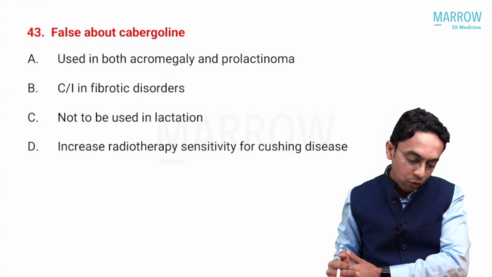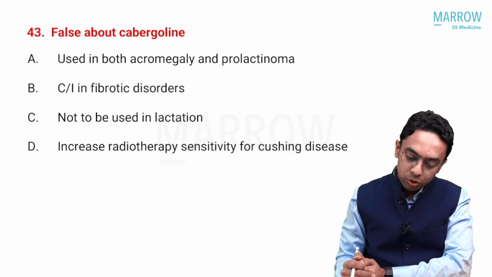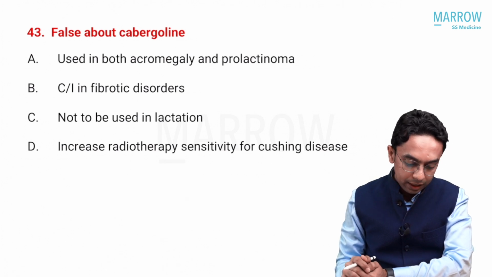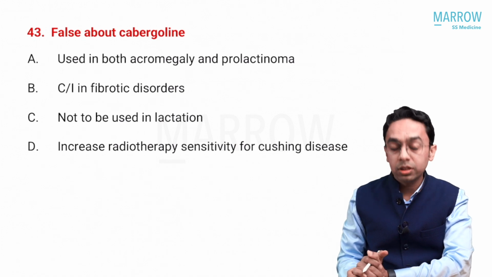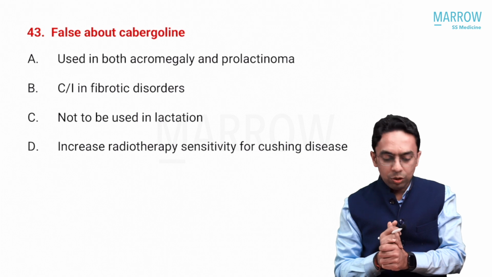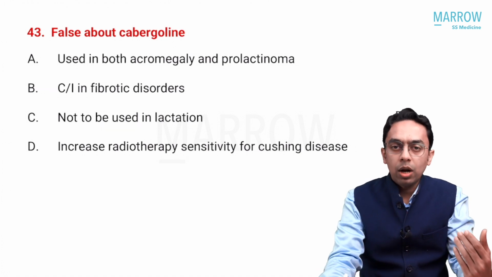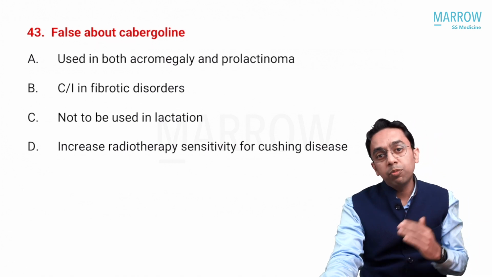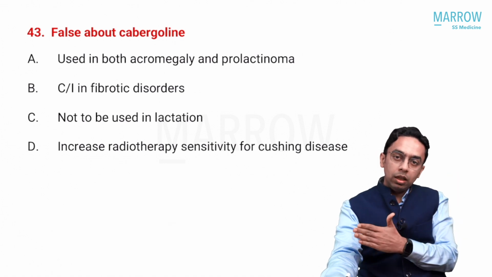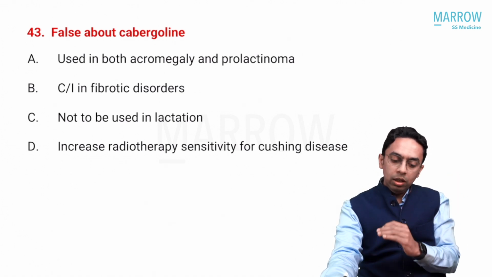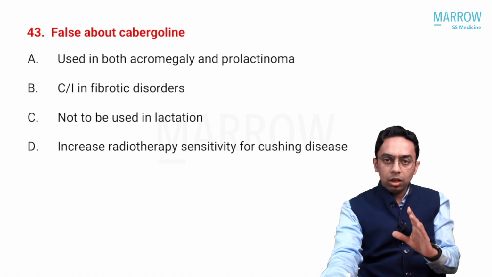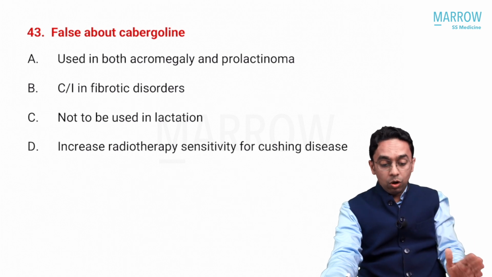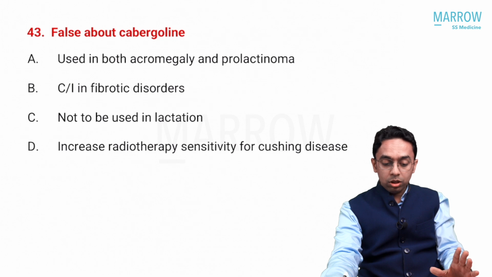Coming to question number 43, false about cabergoline: used in both acromegaly and prolactinoma, contraindicated in fibrotic disorder, not to be used in lactation, increases radiotherapy sensitivity for Cushing syndrome. Okay, so we know that cabergoline is usually given for prolactinoma, and this will inhibit lactation. So if the patient has prolactinoma and has gone through the pregnancy without cabergoline, then we usually don't give it in lactation, and it is contraindicated in lactation. Okay, contraindicated in fibrotic disorders.